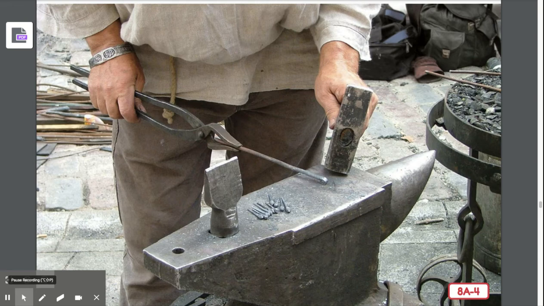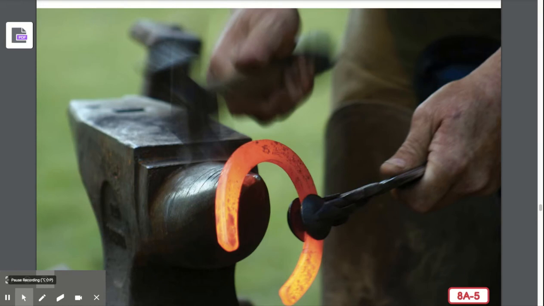In this picture, you can see the anvil, the big block of metal on which the blacksmith shaped the iron. The blacksmith had to work quickly because the metal was only soft and pliable when it was red hot. Once the iron cooled, it would harden. As long as the blacksmith kept the metal hot, he could shape it however he liked.